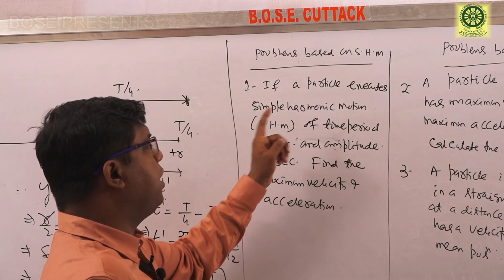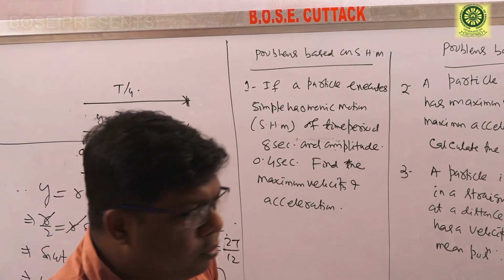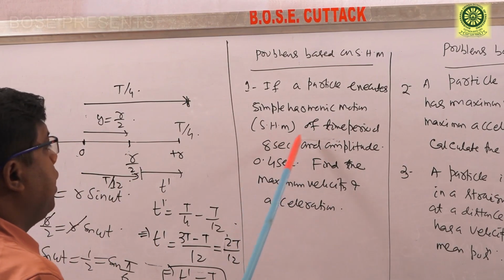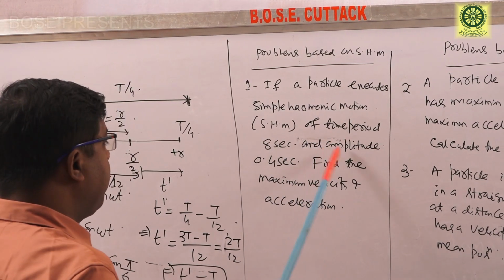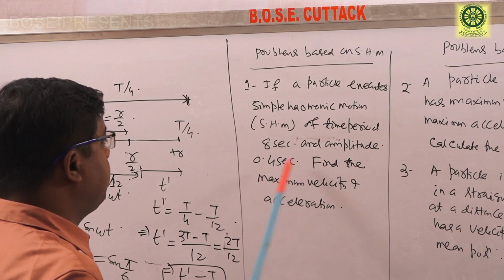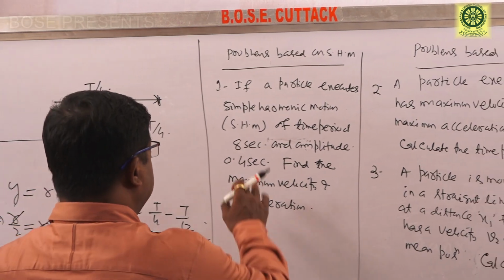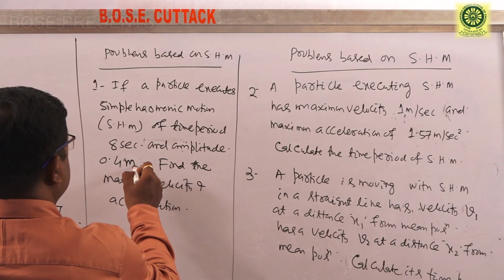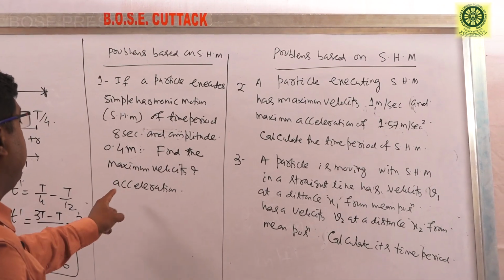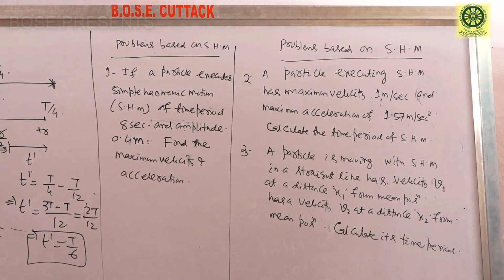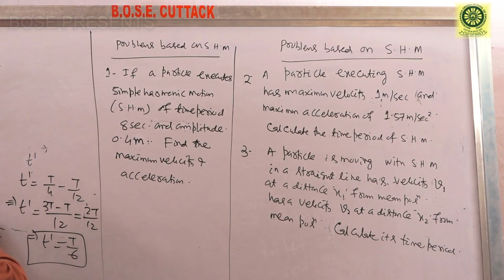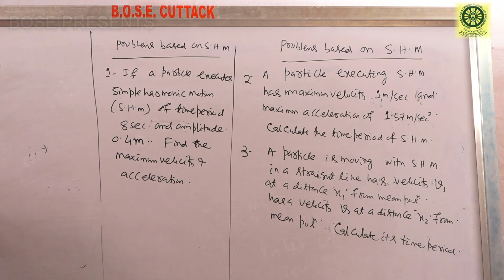If a particle executes simple harmonic motion of time period 8 seconds and amplitude 0.4 meter, find the maximum velocity and acceleration of the particle. How will we calculate it? A very small, simple problem I am giving.